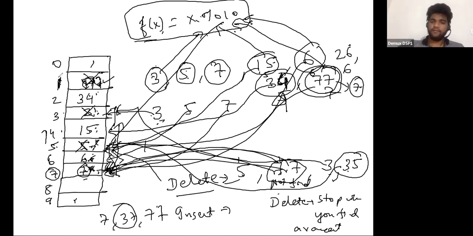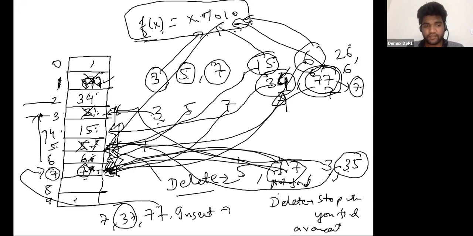So one way you could do it is just think about how 77 was inserted. You started from 7 and you will keep going up till you find a vacant slot, right? So once you get a vacant slot, you will insert it. So what does that mean? That means that when 77 was inserted, everything from this index to that index was full.